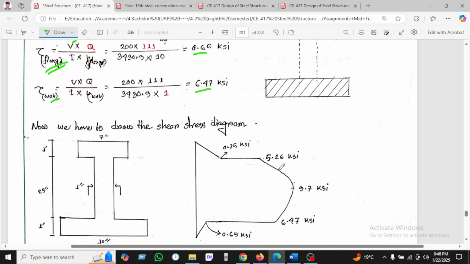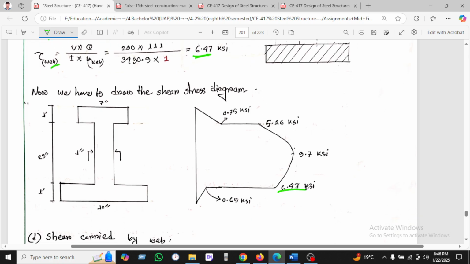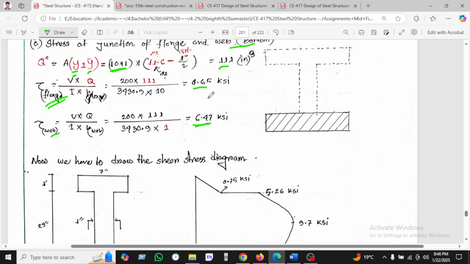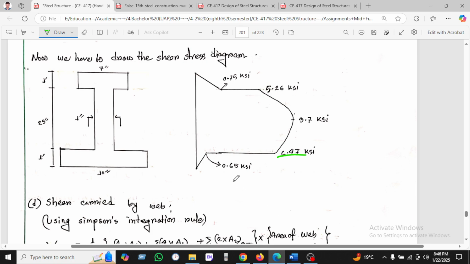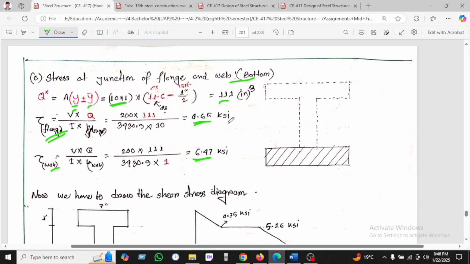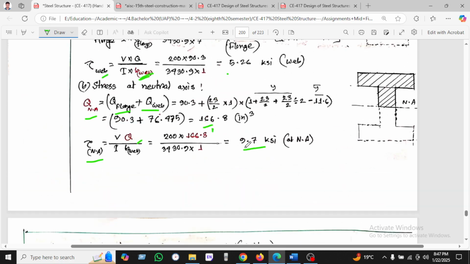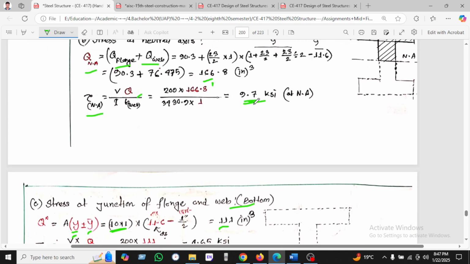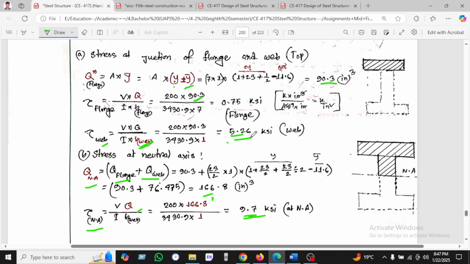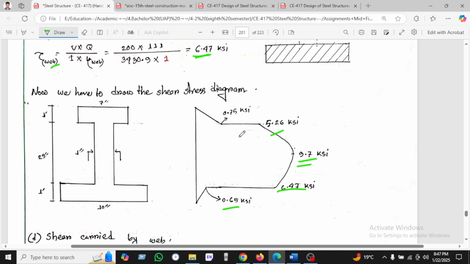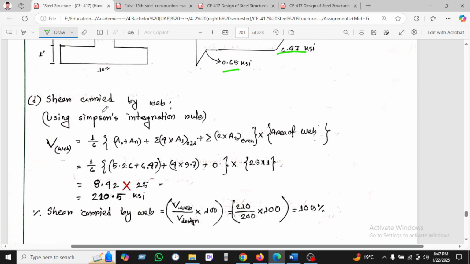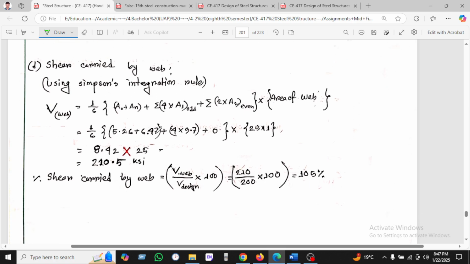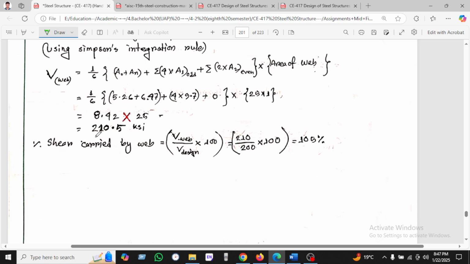Now if we draw the diagram, we can see 6.47 is in y and 0.65 is the y. The neutral axis we have from 9.7, so this will be 9.7, and 5.26 is also found in y, and 0.75 is the flange. So the shear carried by the web, using Simpson's integral formula 1 by 6, we found 2105 ksi.